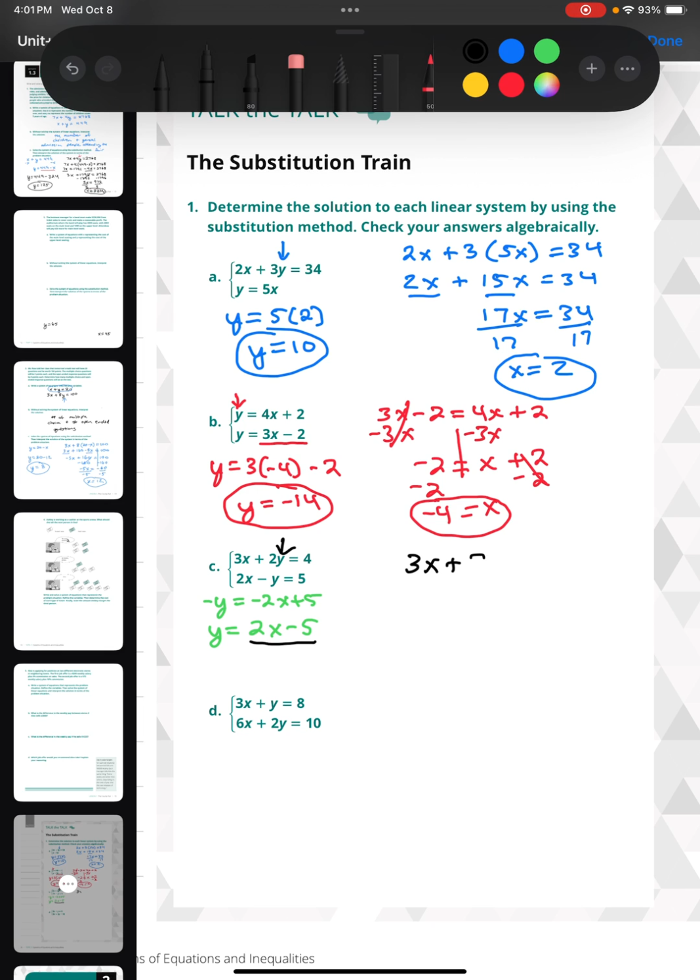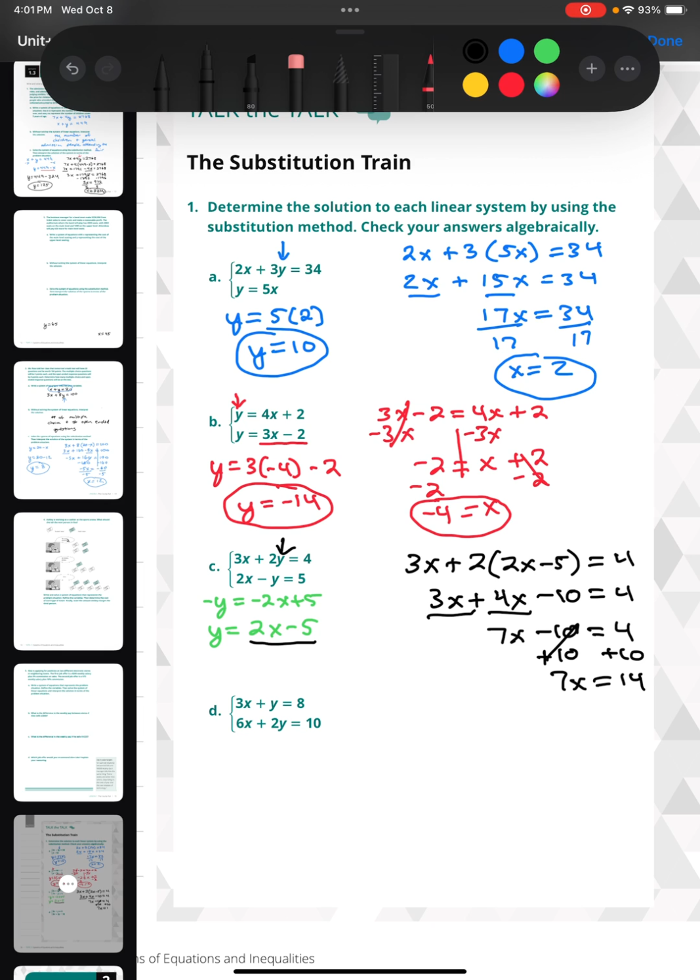So now I can substitute 2x minus 5 for that y. So I got 3x plus 2 times 2x minus 5 equals 4. So again, distribute, and you get 3x plus 4x minus 10. Combine your like terms, and we get 7x minus 10. Last two steps, add over the 10, and we end up with 7x equals 14, and then divide by 7. So we got x is 2 on that one. And then when we plug it back in, if x is 2, 2 times 2 minus 5, and you're going to end up with y is negative 1.